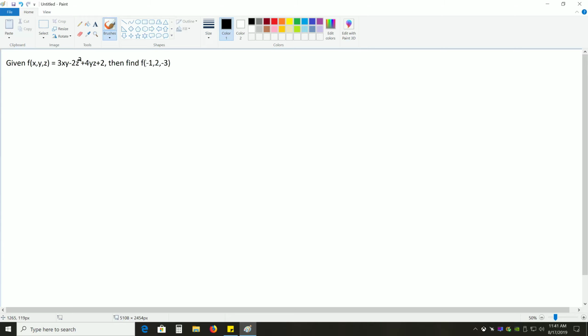In this case, we're going to replace every x with a negative 1. We're going to replace every y with a 2. And we'll replace every z with a negative 3. And then just simplify.